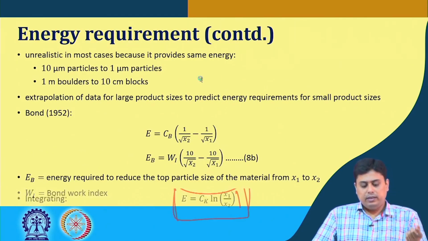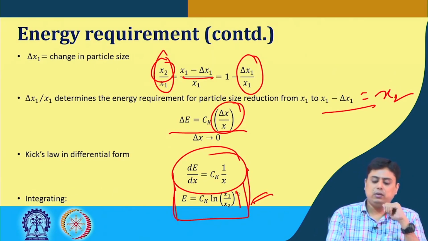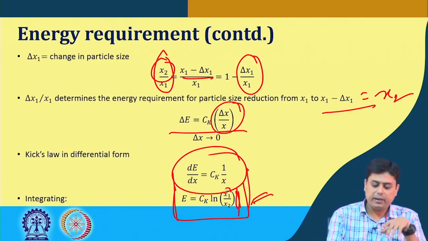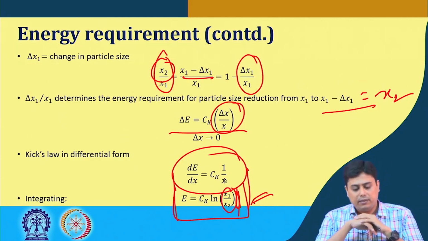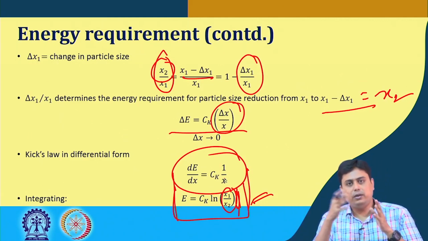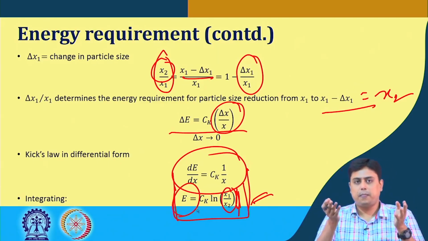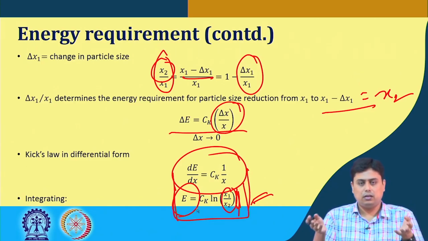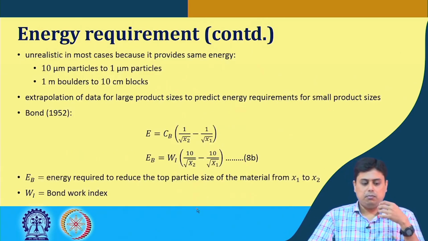Now, even then Kick's law provides some unrealistic value, because it is dealing with the size ratio. What it says is that irrespective of the particle size range over which you are trying to do the size reduction, if the size ratio is the same, then the energy consumption would be the same for the same material. If x1 by x2 is constant, the energy requirement is the same, but that does not happen.